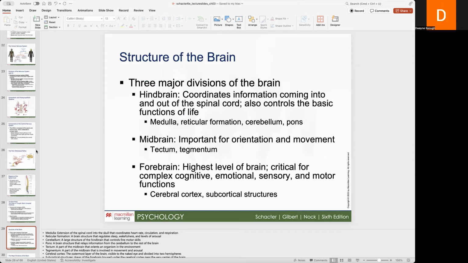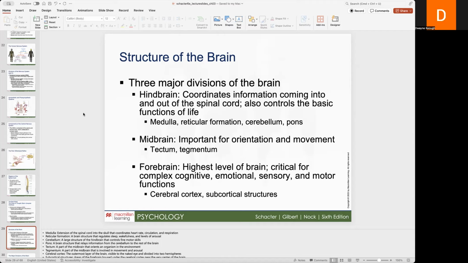The brain itself can be divided into three major divisions. One's the hindbrain. This coordinates information coming into and out of the spinal cord. It also controls the basic functions of our life. So in this instance, the medulla, the reticular formation, and the pons are all at the base of the brainstem, followed by the cerebellum outside of that.